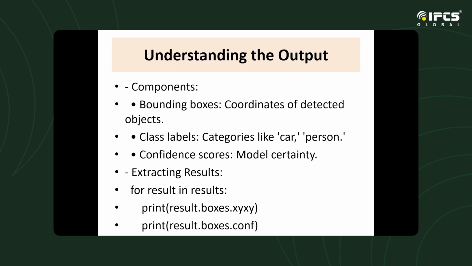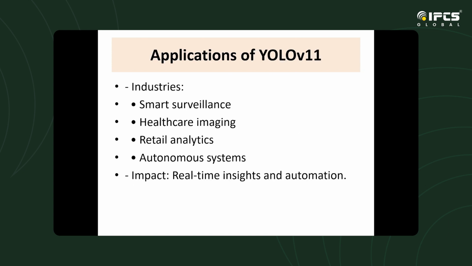Okay, so you can extract and print the result. You can use the following code: for result in results, print result.boxes.xy. It is for the coordinates of the bounding boxes. Second, print result.boxes.conf. This is the confidence score. Third, we can print result.boxes.cls. So it will print the class label indices of the object classes. So this is how we can understand the image output by YOLOv11.